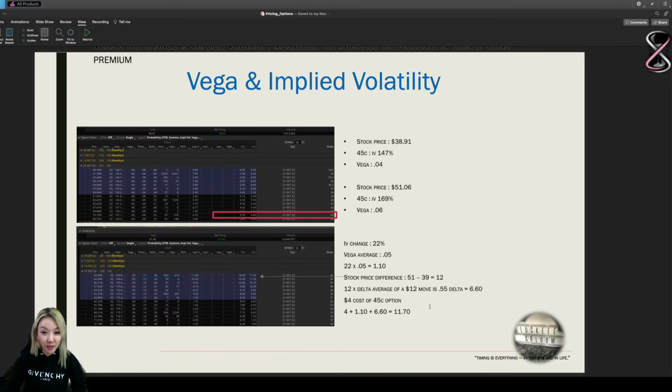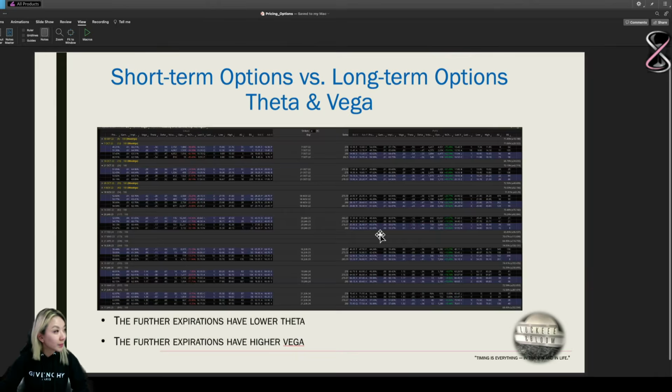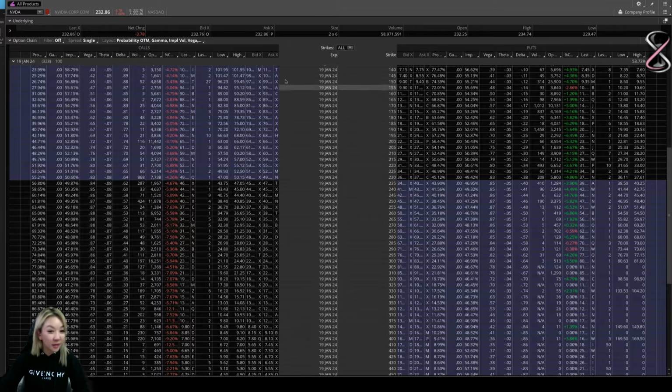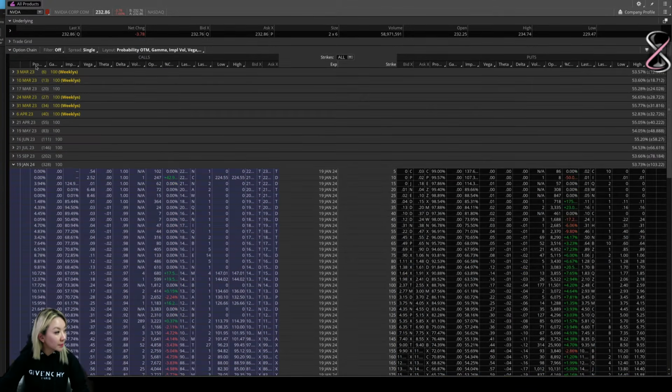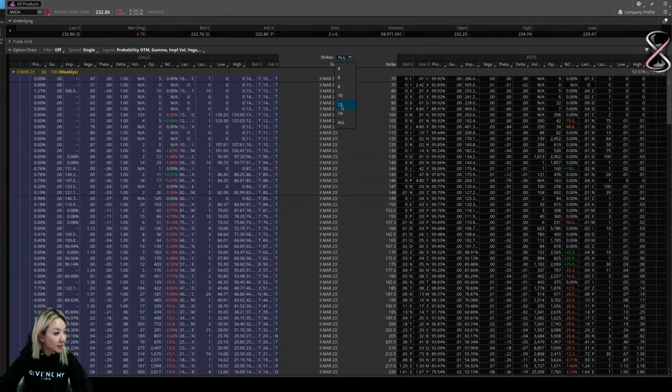If you can do this on the short term on earnings and you get a huge increase, that's where we get these fast multiplications. But let's say you don't want to play these risky short term. I'm going to show you how you can make a lot of money on long term swinging, because if you look at short term versus long term.